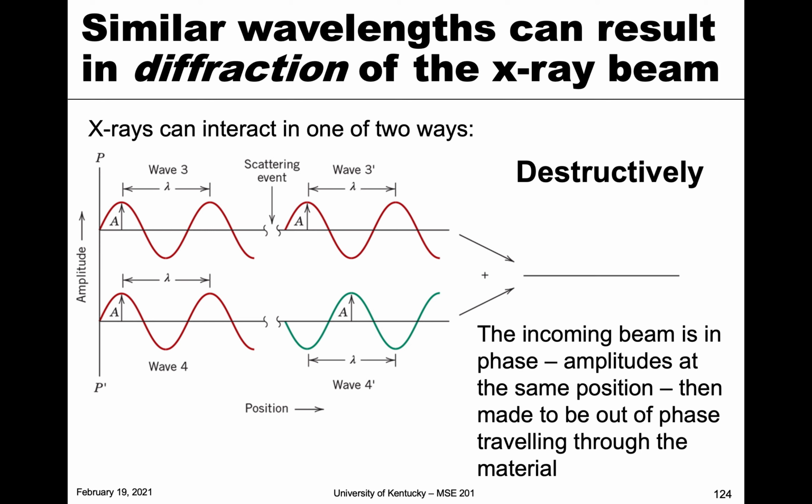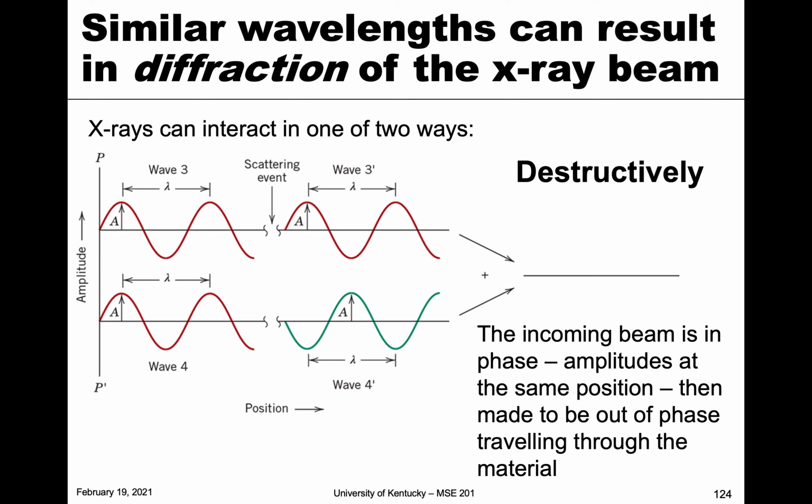All right, so now let's consider the X-rays as a wave and see what happens to them. We want to go over some basic theories with diffraction. So diffraction is when a wave interacts with a material. And so we have a wave, here called wave 3 and wave 4, and then we have a scattering event. The scattering event is what's actually important to us.